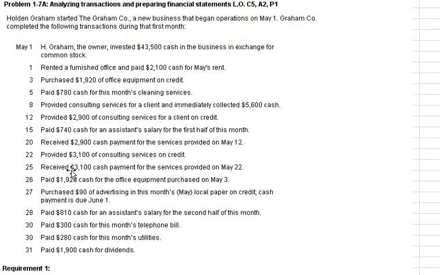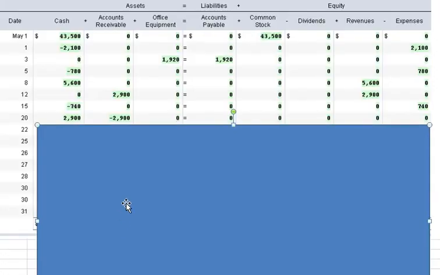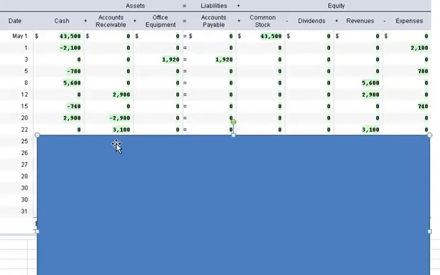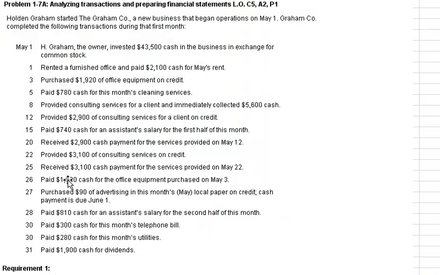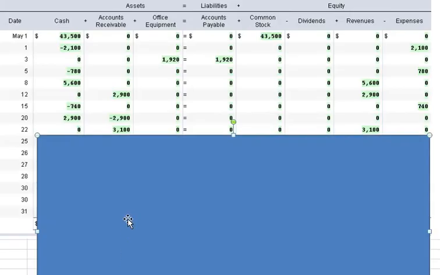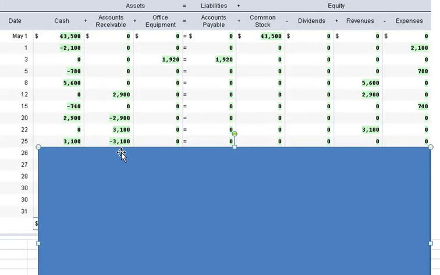Next transaction is the 22nd. We provided $3,100 of consulting services on credit. Okay, $3,100 of consulting services, debit to accounts receivable, and we show the revenue is $3,100 as well. Now the 25th, we received $3,100 cash for payments of the services on the 22nd. So what we see is the accounts receivable going down and cash going up by that same amount.